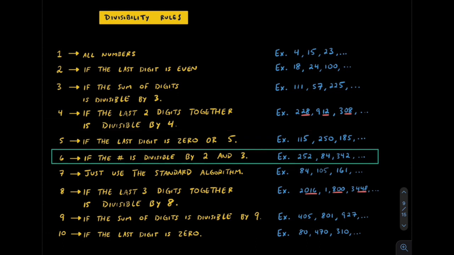This one's pretty neat too. For a number to be divisible by 6, it has to be divisible by 2 and 3. So if it doesn't work for 2 and it doesn't work for 3, it definitely doesn't work for 6. It needs to work for both of them here.